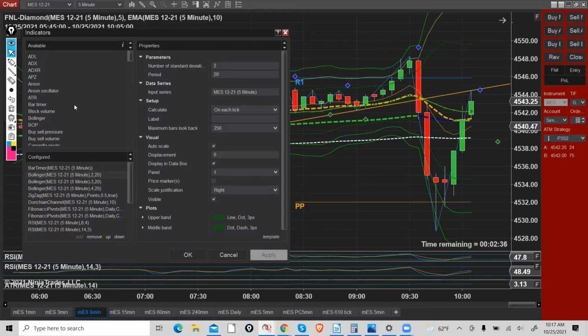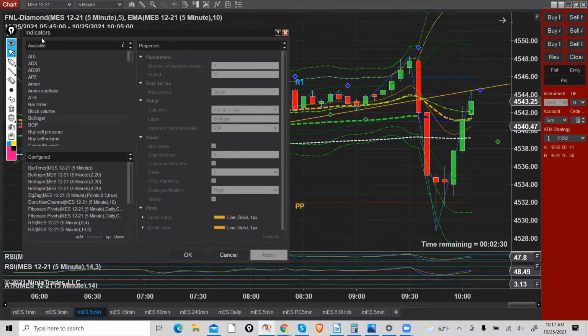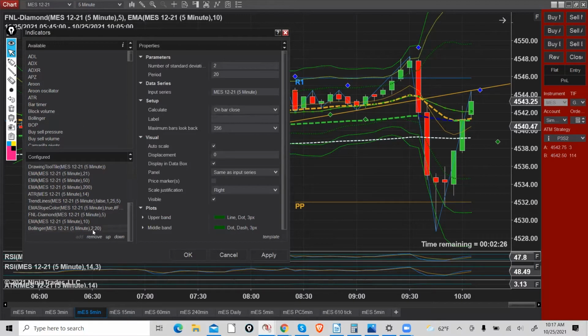So let's go back through. In order to add a Bollinger, I'll find Bollinger in the list, it just says Bollinger. On the available list, click add in the bottom left. From there, go to my properties. The Bollinger that comes up shows 2 and 20. From there, I want a 1 sigma Bollinger, so I'm going to change that to 1 and 20.